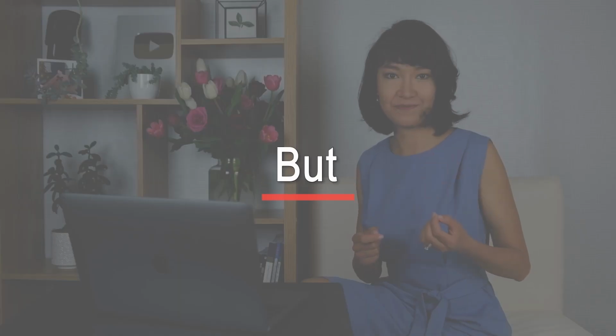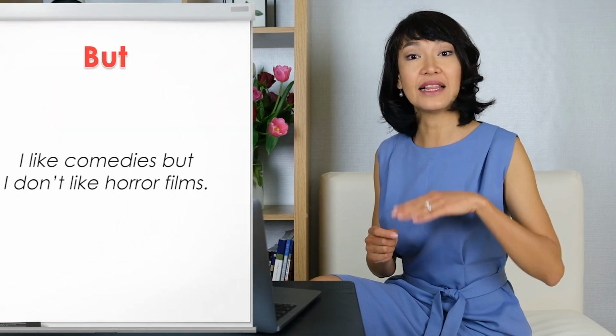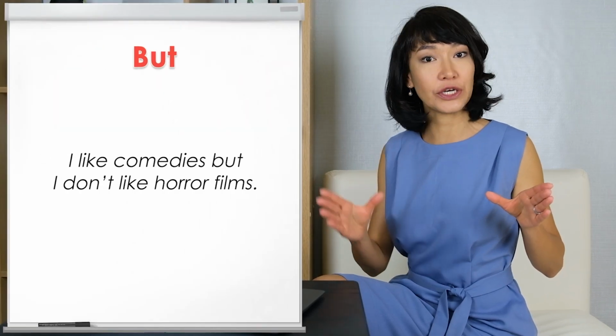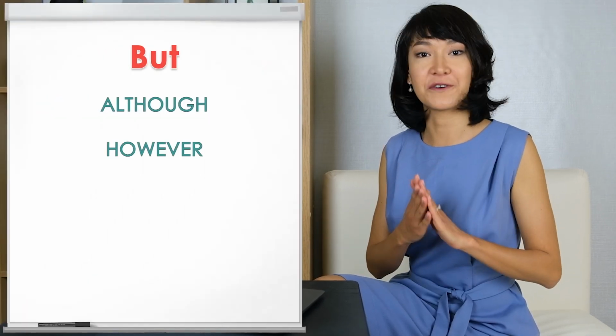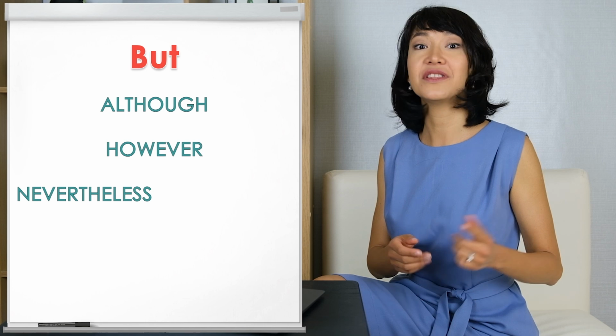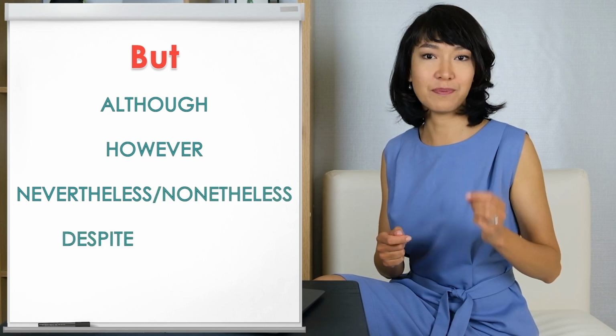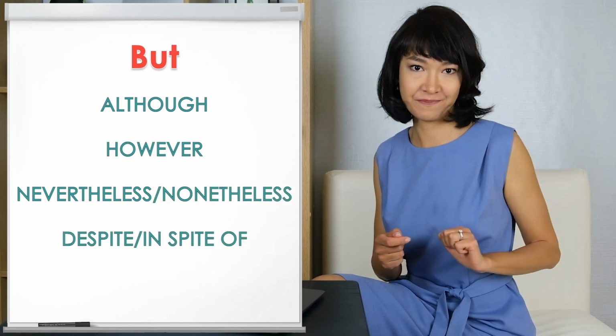Let's begin with that very simple linking word, but. We use but to contrast two statements. We're simply saying that there is a difference between them. I can say, for example, I like comedies, but I don't like horror films. Now, there are several linking words that you can use instead of but in Task 2. Here they are. Although, however, nevertheless or nonetheless, and despite or in spite of.